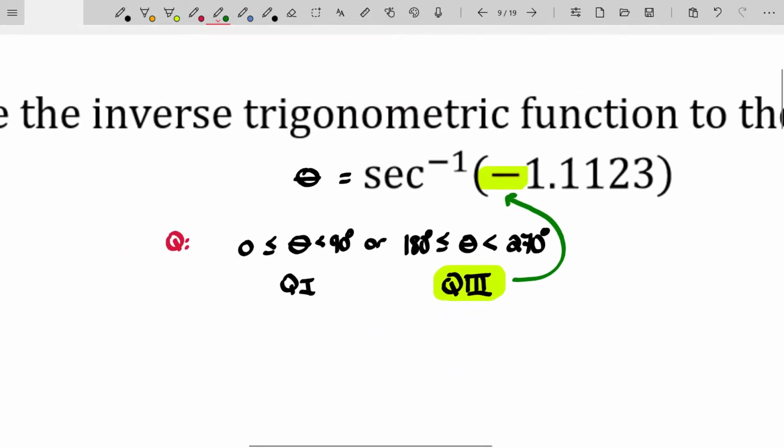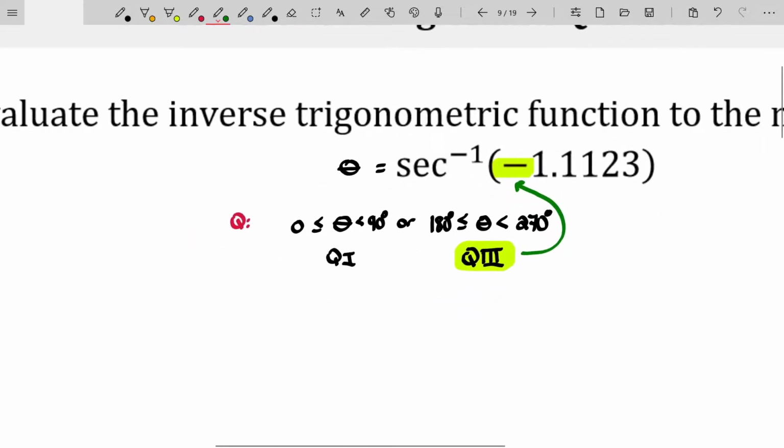Again, I only deal with that negativity on that ratio when I'm determining quadrants. So I know now that whatever answer we get, it's gotta be an angle in quadrant 3. And it has to be between 180 degrees and 270 degrees. Now let's find the reference angle. And here is where it gets tricky. If you thought that last piece was tricky, this is where it really does get tricky.